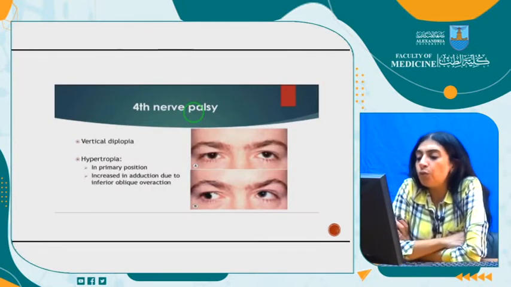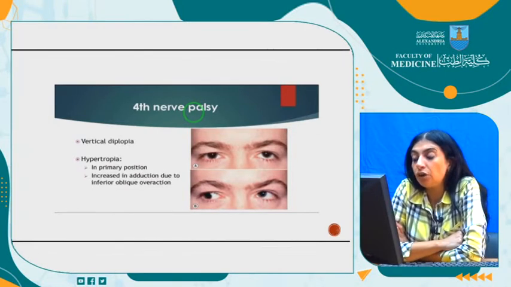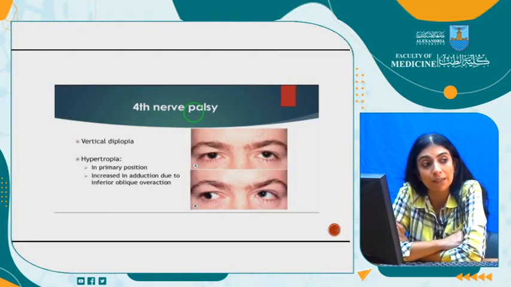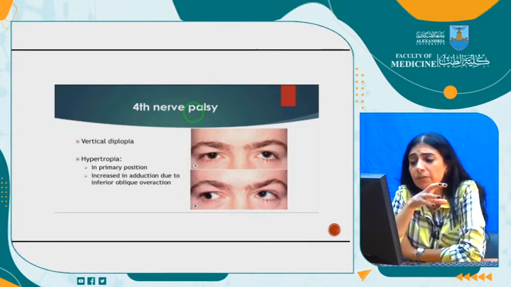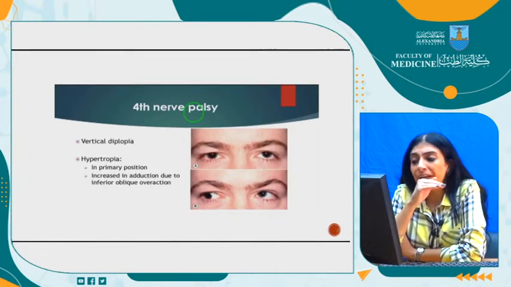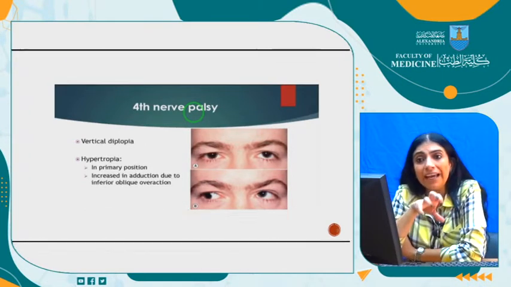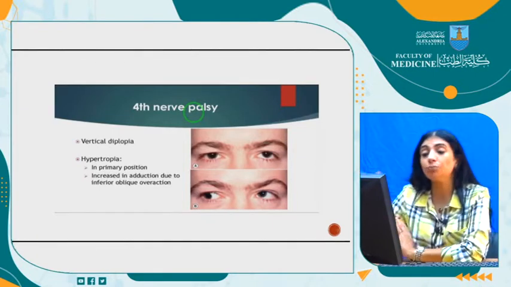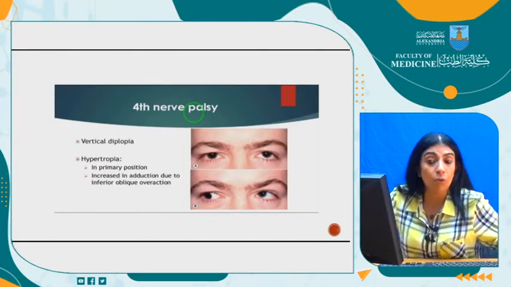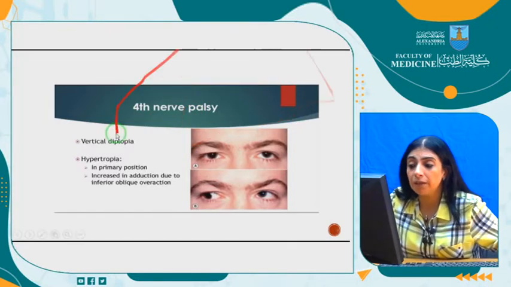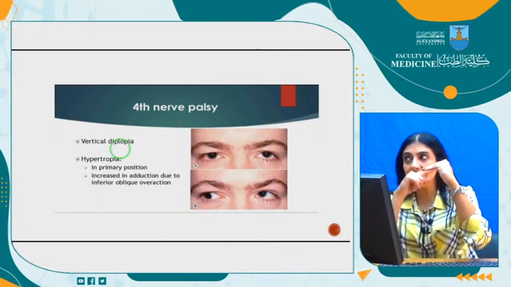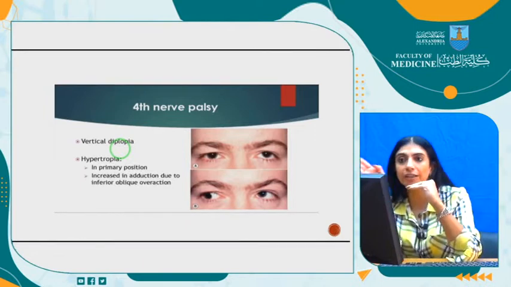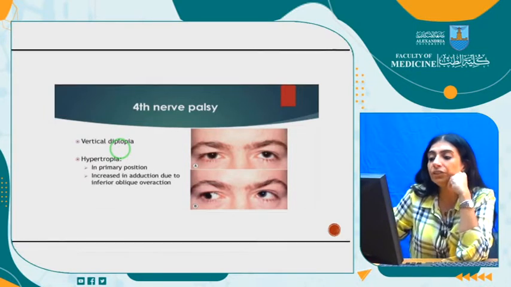Now let's move to the fourth nerve, or the trochlear nerve, which is responsible for supplying the superior oblique muscle. As mentioned, the superior oblique muscle is responsible for depression of the eye in adduction and for intorsion. So when this muscle is paralyzed, the opposite will happen. Now, the patient will have diplopia, but vertical diplopia. He will see the images above each other because the defect is in elevation and depression, not in adduction and abduction. So this is called vertical diplopia.